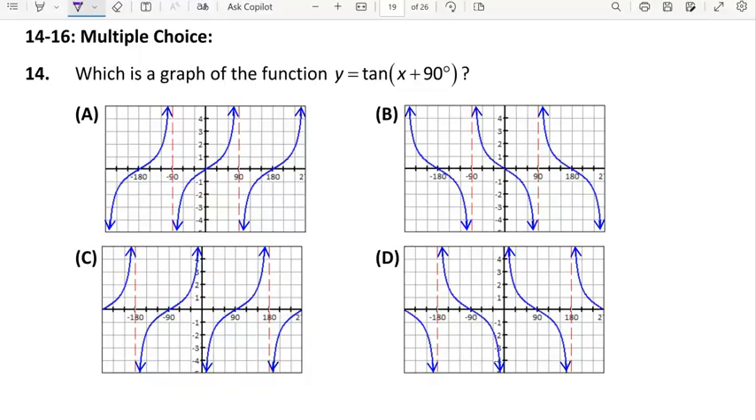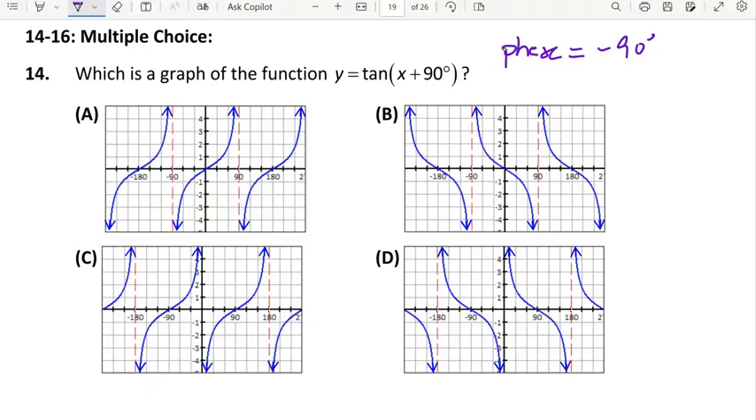14 through 16 are multiple guess, but don't guess. Okay, which one of these is tangent of x plus 90? So this would be the tangent function, but it would be translated 90 degrees to the left. So our phase shift is -90 degrees. So whereas choice A looks like the tangent function.